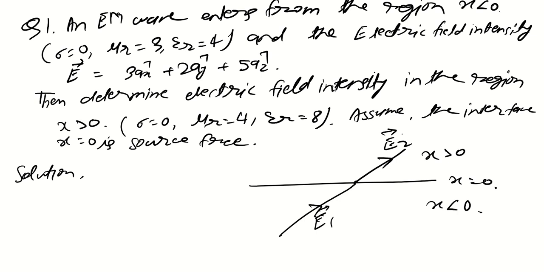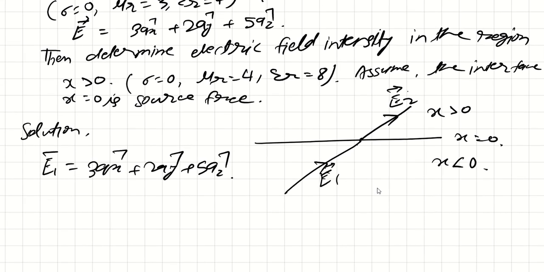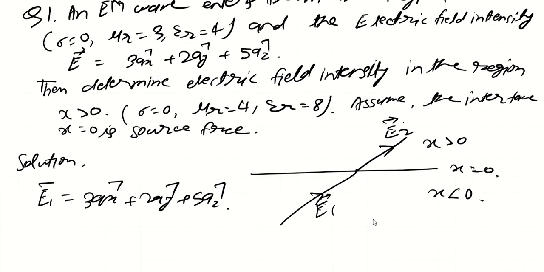So we have to find out E2. E1 is given as 3ax plus 2ay plus 5az. Now same way we will just use the relations. First let me write the values of epsilon and mu. So epsilon r1 is 4, mu r1 is 3, then here epsilon r2 is 8 and mu r2 is 4, alright.